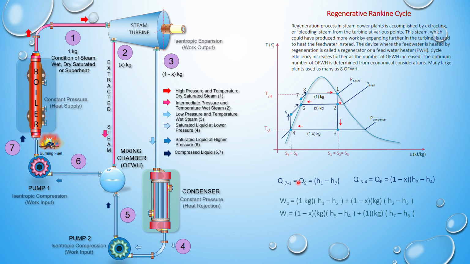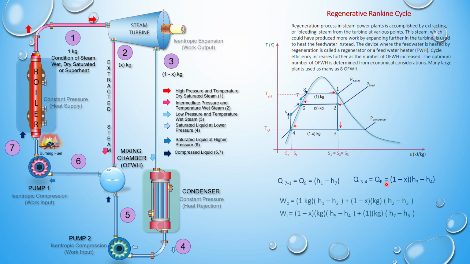So this is your heat supply. Here you don't have reheater, don't have superheater, so straight away you take H1 minus H7 or H1 minus H6 if you were to neglect the feed pump. Okay, if you neglect both feed pumps, straight away you can take H1 minus H4 or H1 minus H6. Then work output, you should take H1 minus H2 times 1 kg in this case, then H2 minus H3 times 1 minus x kg. So that is your work out, work in, heat supply.